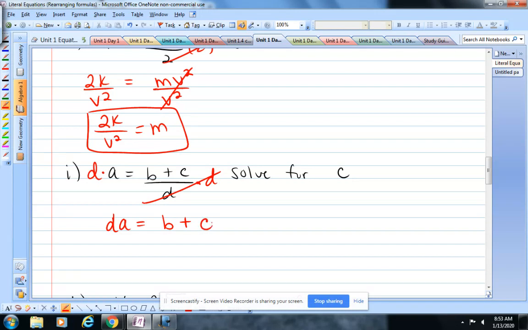And I'm just left with B plus C. I don't like much. What do I need to do to get C by itself now? Yeah, they're adding B, and B is positive, so I just subtract B on both sides. So DA minus B, because I don't like terms because I don't know what those variables are, equals C. It's like Dab, don't it?